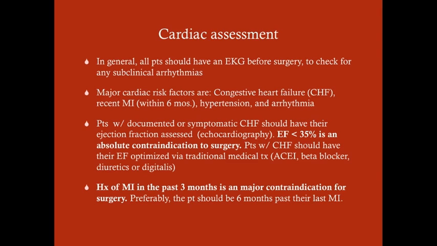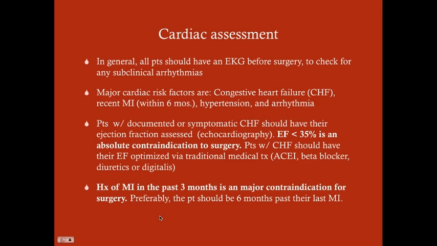And so you would do this with ACE inhibitors, beta blockers, and diuretics, or you can use digitalis, but diuretics are probably better. So ACE inhibitors and beta blockers, diuretics, or digitalis. And this is done for patients who have an ejection fraction that's low, or even lower than 35%. We want to get their ejection fraction up as high as we can get it. But remember primarily that an ejection fraction less than 35% is an absolute contraindication for surgery. You'll never operate on those patients.